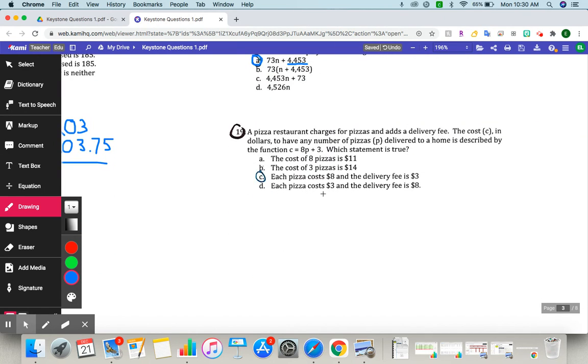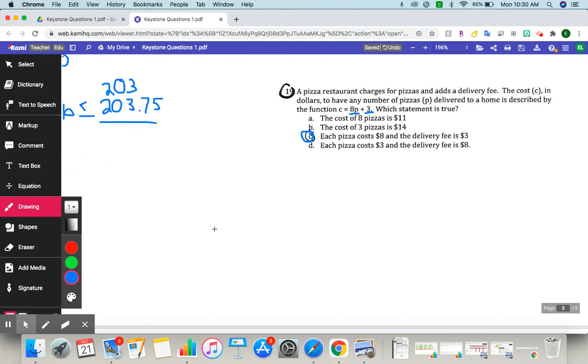For number 19, the cost to have any number of pizzas delivered to a home is described by the function C equals 8p plus 3. So if you think about this, 8 times p would mean $8 per pizza, and then adding a one-time delivery fee of $3, making the option C the answer.